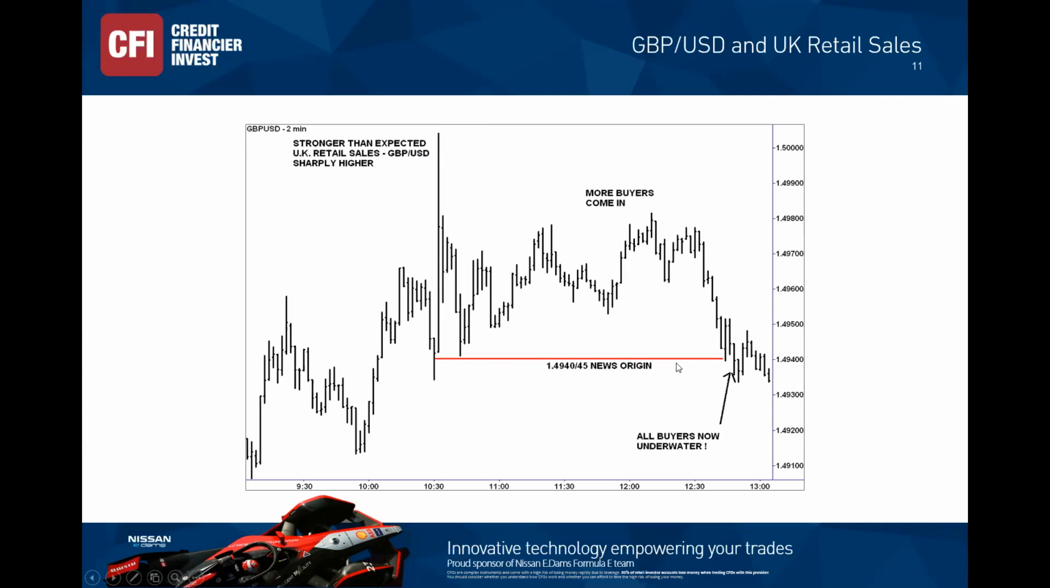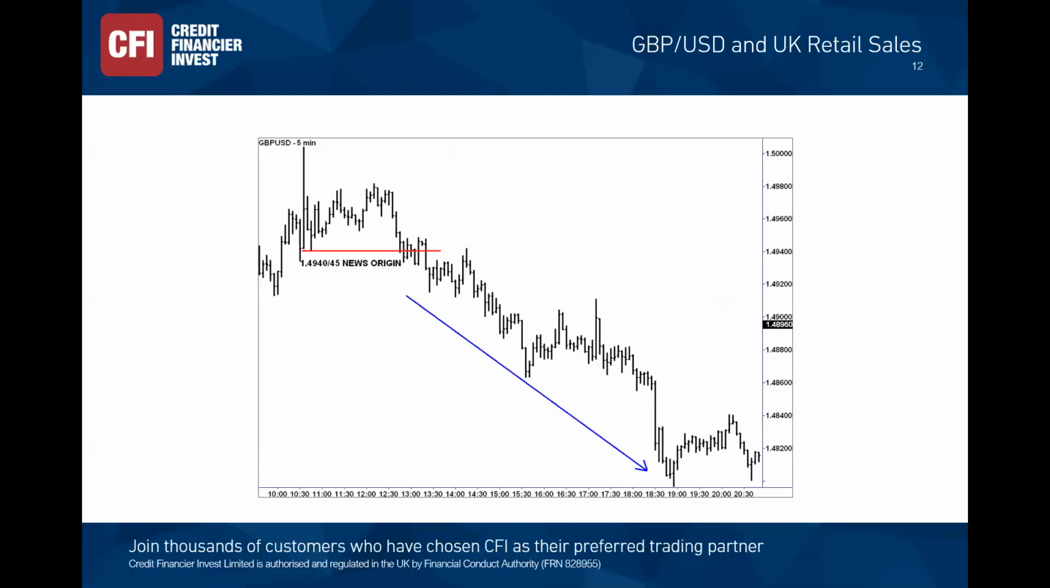So again, as with the other example, the buy example on euro dollar, you can see that once we break back through the news origin point, anybody who bought cable above the red line, the news origin point, on the back of the strong UK retail sales numbers, is now losing money. So again, from a positioning standpoint, all the buyers are underwater. There's only one way for this market, in all likelihood, to go, and that's down.